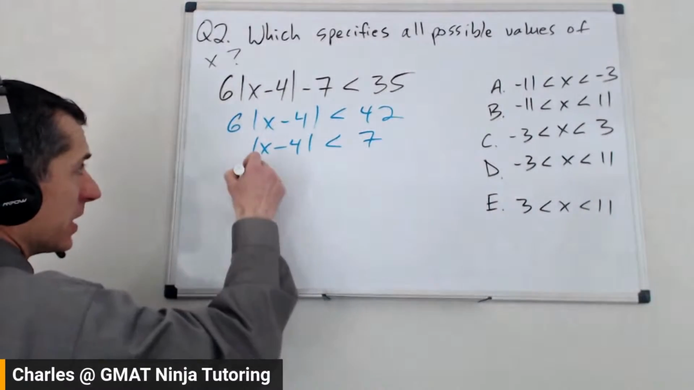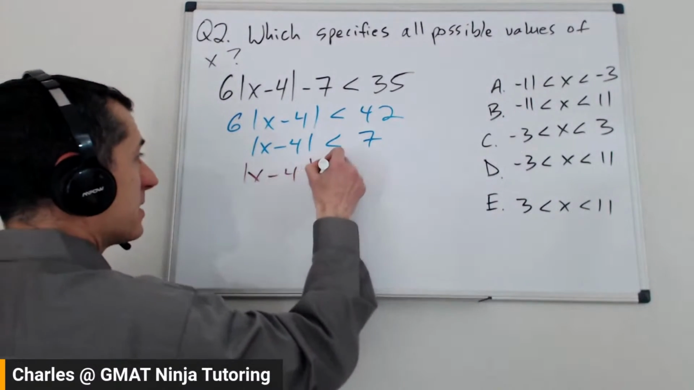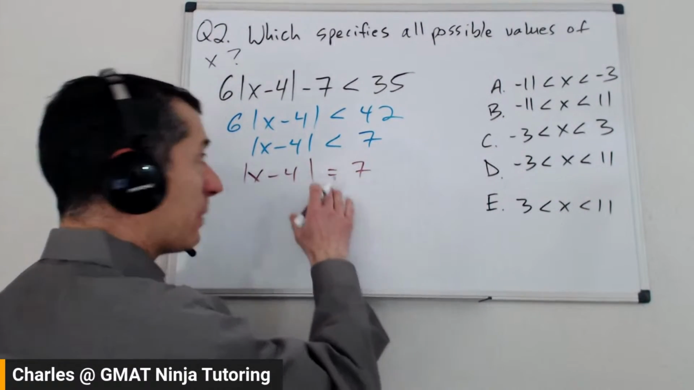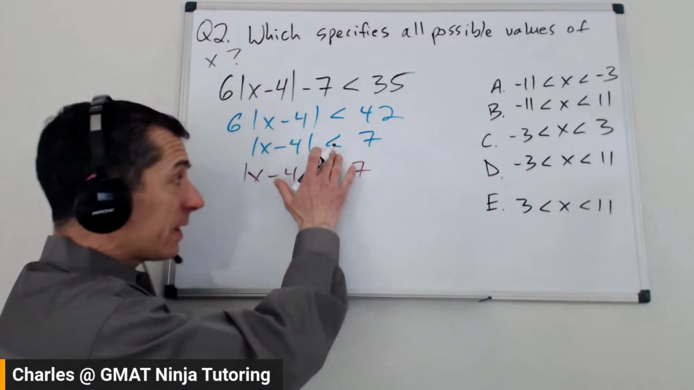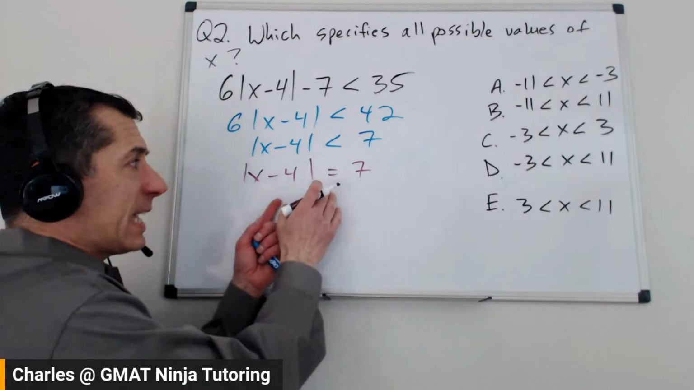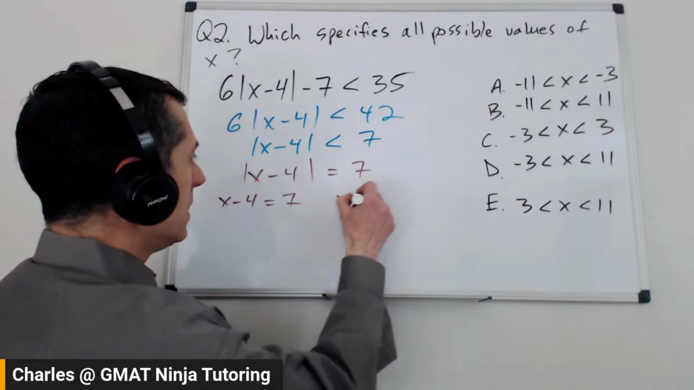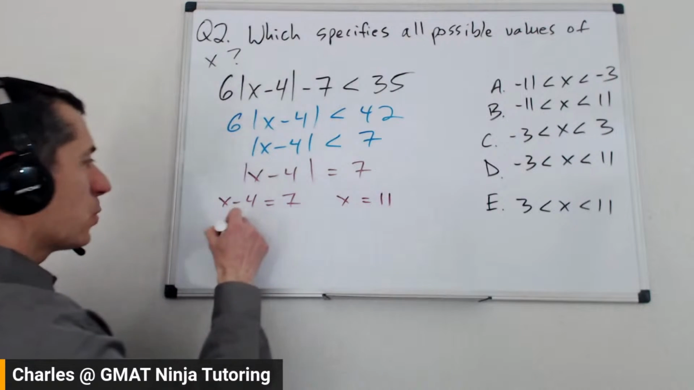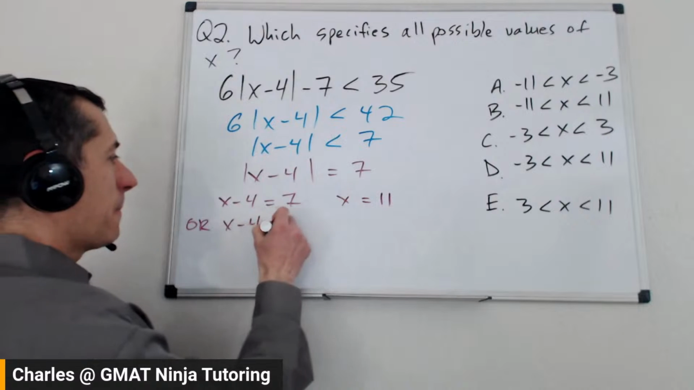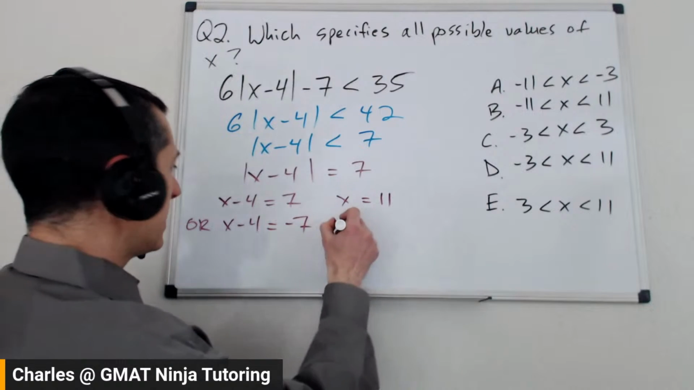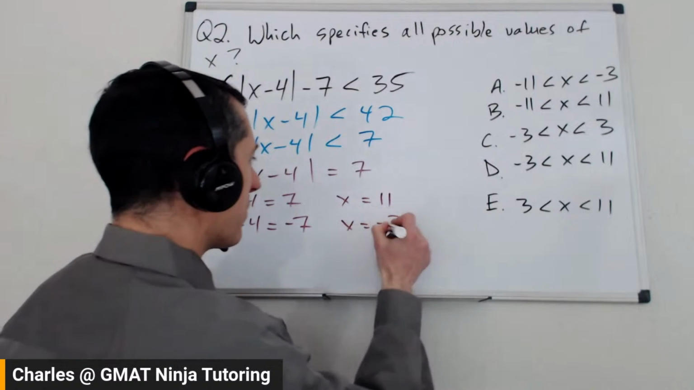I'm going to put it in a different color. Absolute value of x minus 4 is equal to 7. Now it isn't. We're going to change it back to the inequality in a second. But looking at this, x minus 4 is equal to 7, so x is equal to 11 in that case, or x minus 4 is equal to negative 7, in which case x is equal to negative 3.